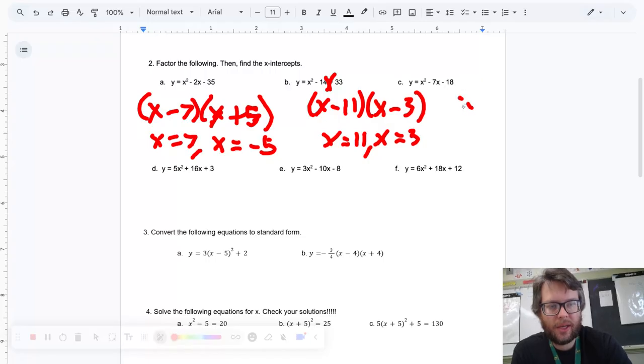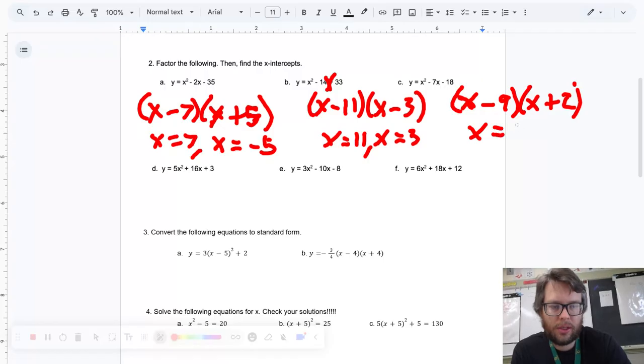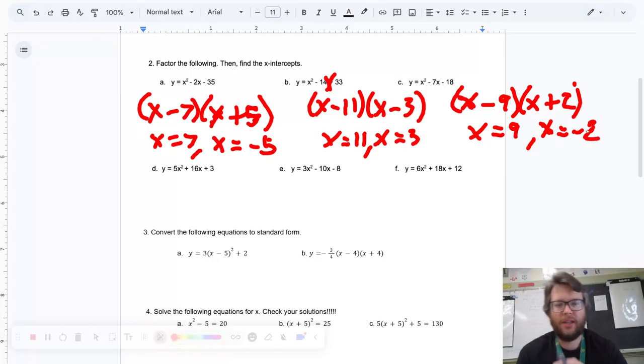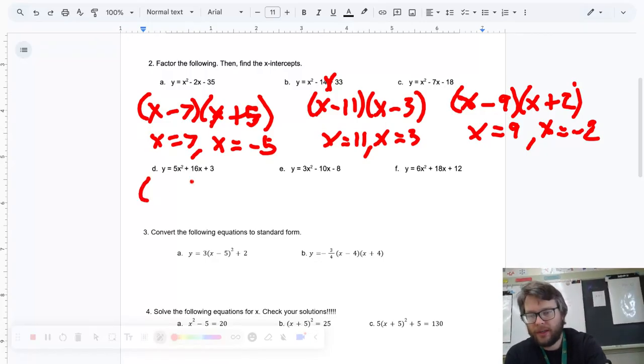Part C, we have x minus 9 times x plus 2. Because negative 9 times 2 is negative 18. Negative 9 plus 2 is negative 7. So then I flip them around to get my x-intercepts.